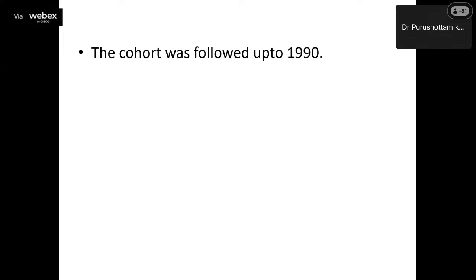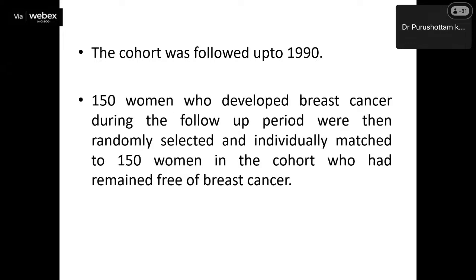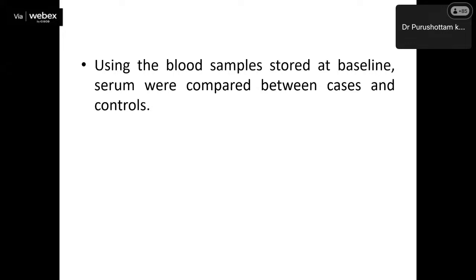Now, the cohort was followed up to 1990, and they followed that 57,000 population for 30 years. In that period, 150 women who developed breast cancer during the follow-up period were then randomly selected and individually matched to 150 women in the cohort who had remained free of breast cancer. During that period, whenever they got a breast cancer case, at that time only they correspondingly selected a control. Now, using the blood sample stored at baseline, serum was compared between cases and controls.